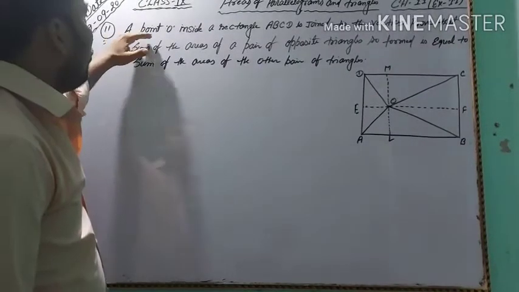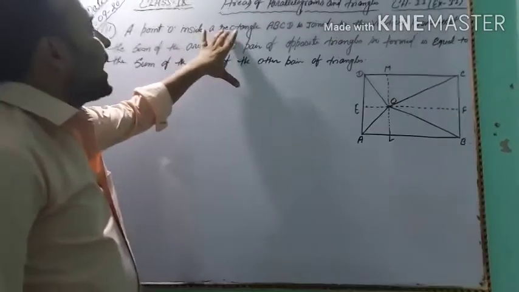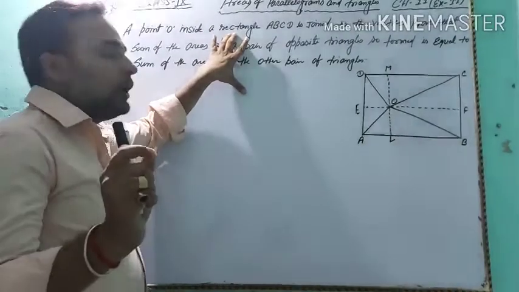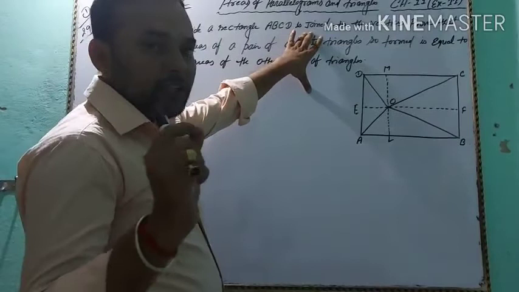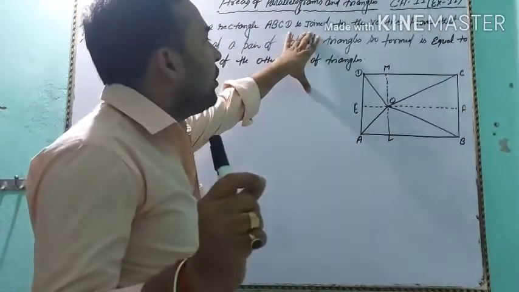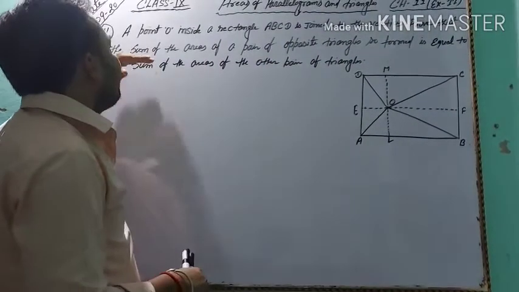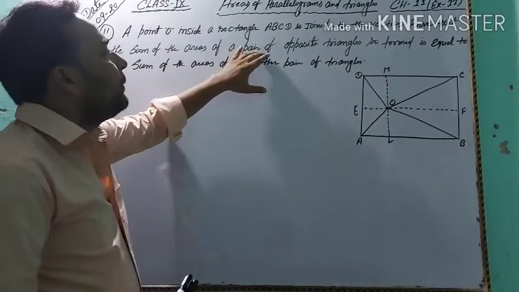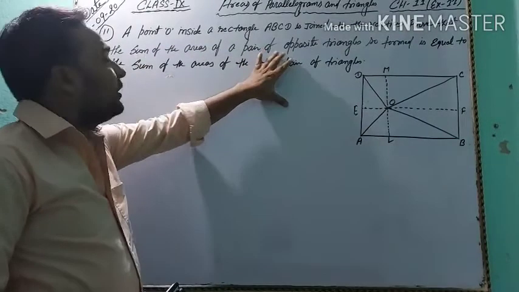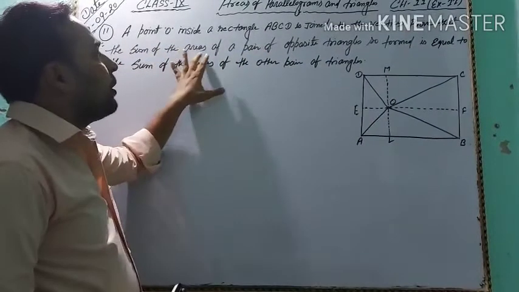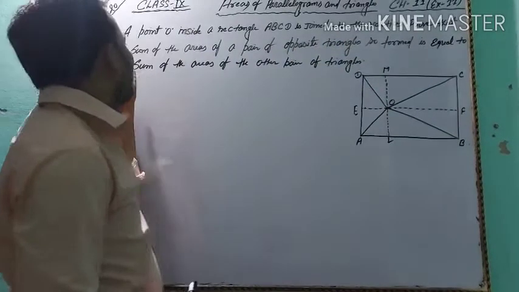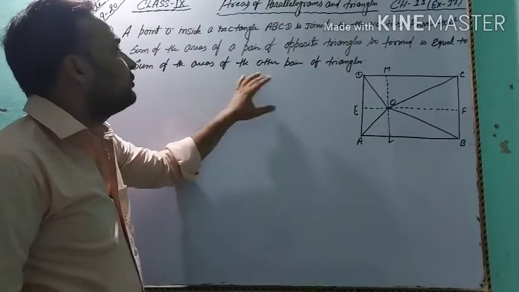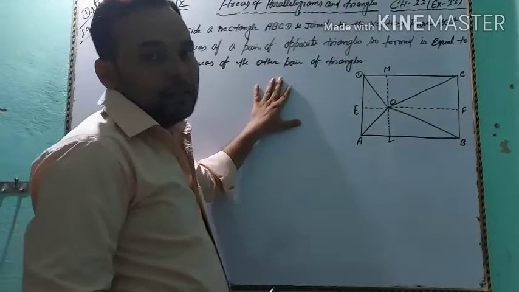A point O inside a rectangle ABCD is joined to the vertices. Prove that the sum of the areas of a pair of opposite triangles formed is equal to the sum of the areas of the other pair of triangles.